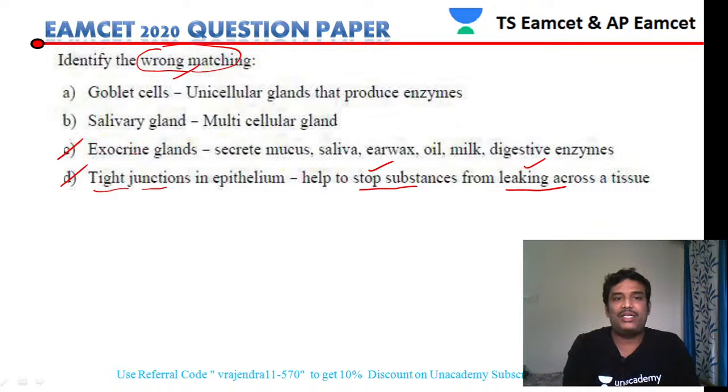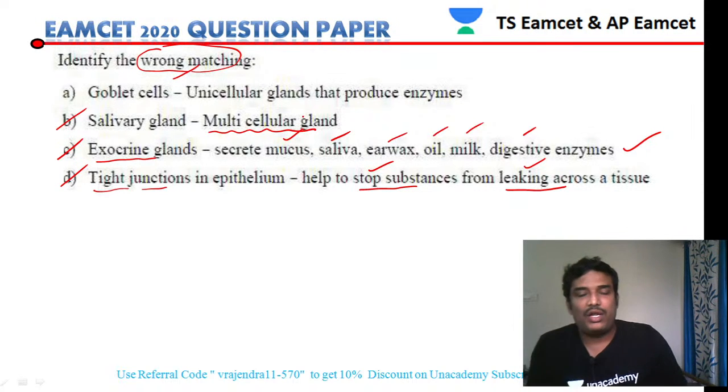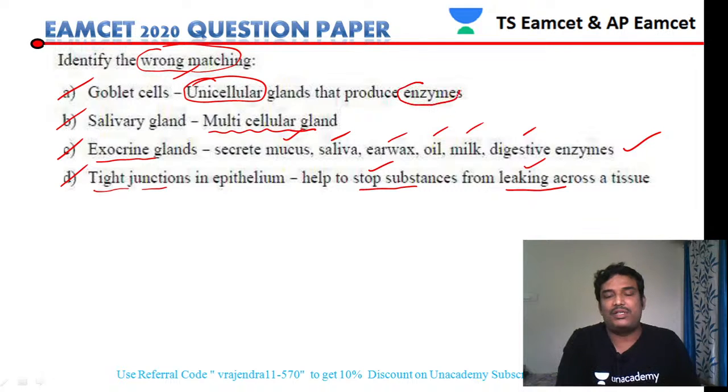Then statement C, exocrine glands. Exocrine glands secrete mucus, saliva, ear wax, oil, milk, and digestive enzymes. This is also a right statement. Salivary glands are multicellular glands, four different types are present. But goblet cells are not a unicellular gland in this matching; they secrete mucus. So that is the wrong matching, and option A will be our answer.